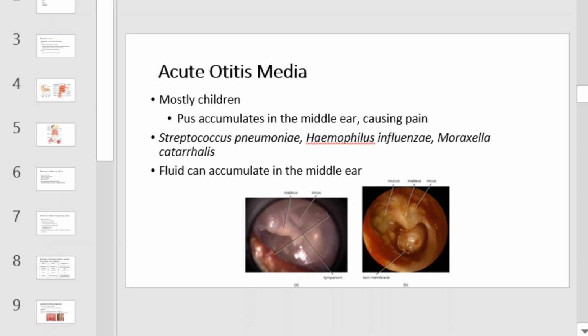Acute otitis media. Mostly in children, otitis media is an inflammation that occurs in the middle ear and causes significant pain. Otitis media is often referred to as an ear infection. It is associated with Streptococcus pneumoniae, Haemophilus influenzae, and Moraxella. Fluid can accumulate in the middle ear during this type of infection, which leads to the intense pain associated with the illness.